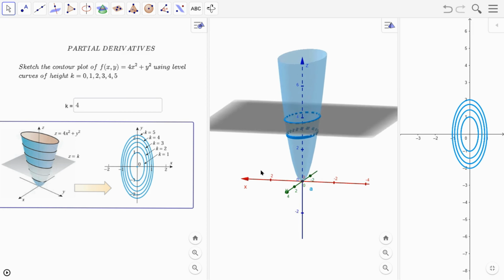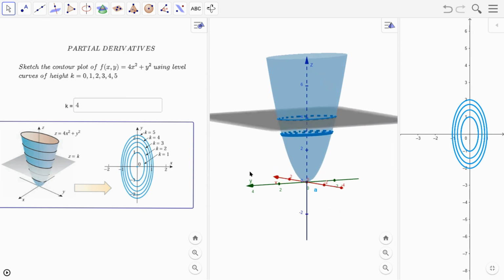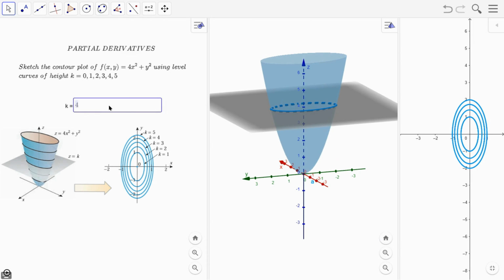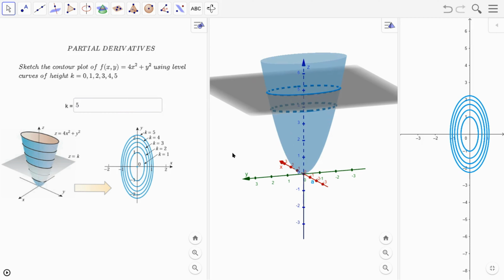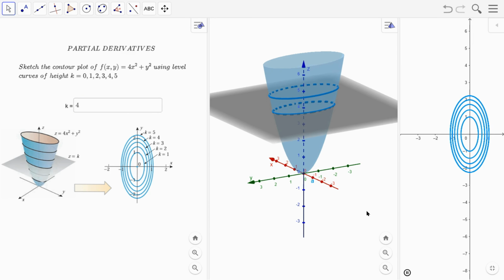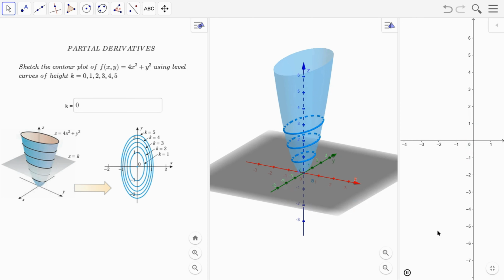For k equals 4, this ellipse is wider still. It crosses the x-axis at plus and minus 1, and the y-axis at plus and minus 2. Finally, for k equals 5, this is our largest ellipse yet, with x-intercepts at plus and minus root 5 over 2, about 1.12, and y-intercepts at plus and minus root 5, about 2.24.